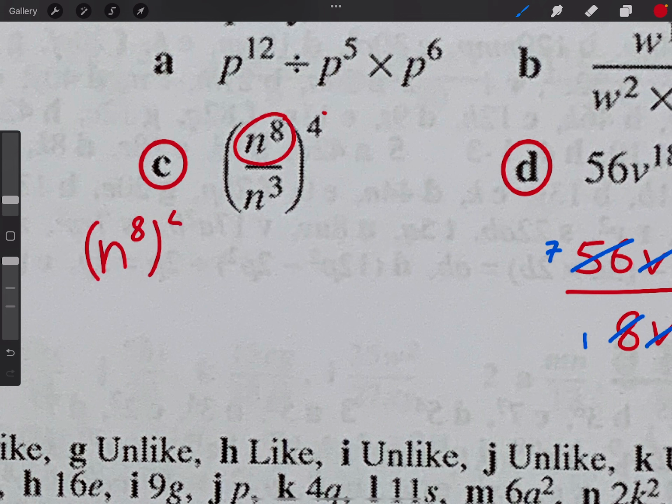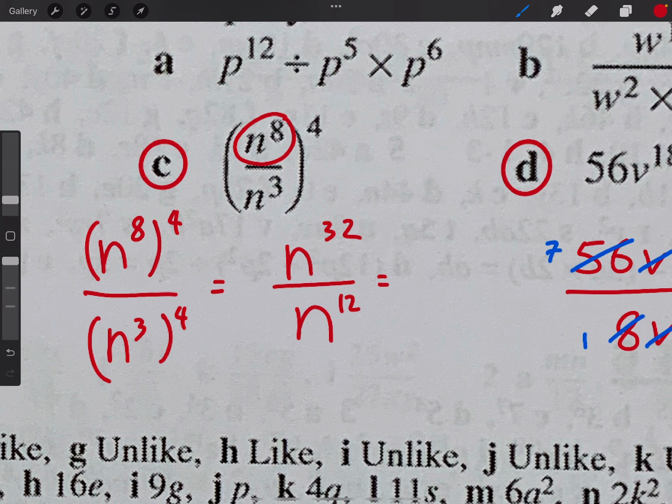So n to the 3, we're going to power that to the 4. So now this one will be n to the 32 over n to the 12. So n to the 32 divided by n to the 12, that's a division. You take away the powers, so that's n to the 32 take away 12 would be 20. Okay, that's one way to do it. Now another way you can do it is this. So let me just write the answer here. n to the 20.